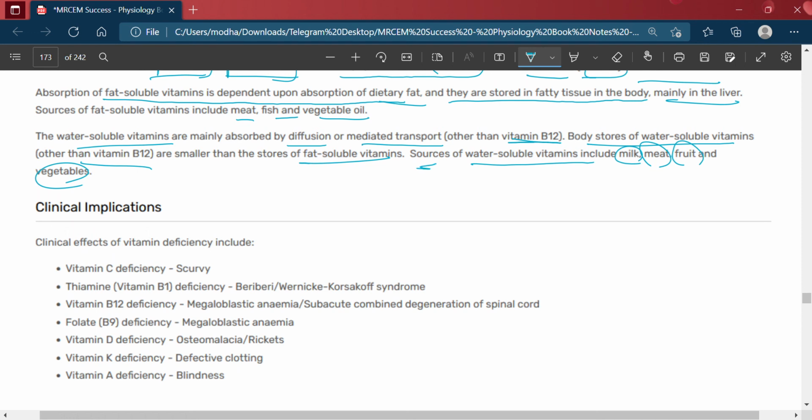Clinical implications. The effects of vitamin deficiency include: vitamin C deficiency, scurvy; vitamin B1 deficiency, beriberi or Wernicke-Korsakoff syndrome; B12, megaloblastic anemia and subacute combined degeneration of the spinal cord; B9, folate, megaloblastic anemia; vitamin D, osteomalacia and rickets; vitamin K, defective clotting; and vitamin A, blindness.